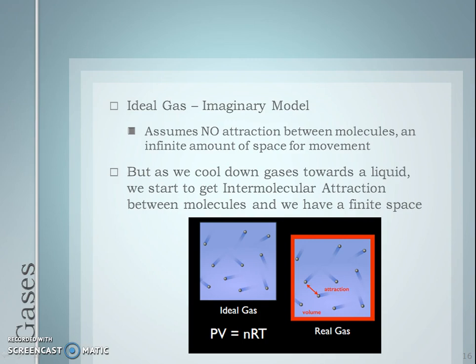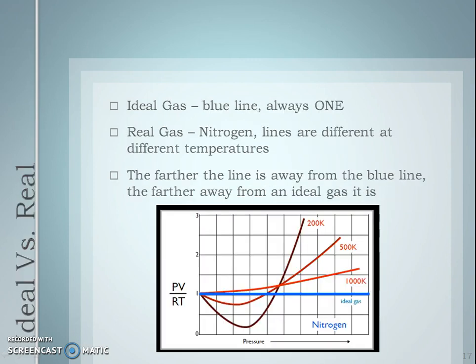Then he also talked about gases, which we talked a little bit about again last chapter. The ideal gas is really an imaginary model, which assumes no attraction between molecules and an infinite amount of space. We know that really is not 100% true, because as we cool down those gas molecules, it becomes more like a real gas and there is some kind of attraction, and we can see that there's a finite space between those gas molecules.